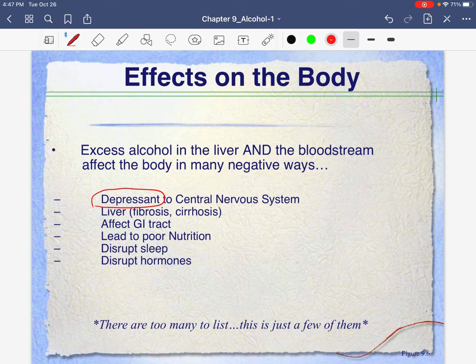Over time, alcohol can lead to a chronic liver condition called cirrhosis, which we're going to talk about. And I talked about some of the other side effects. It may lead to poorer nutrition. It can disrupt all sorts of normal body processes. So I just listed a couple.